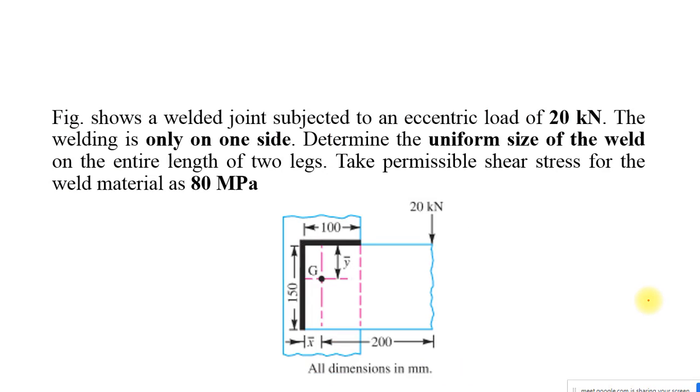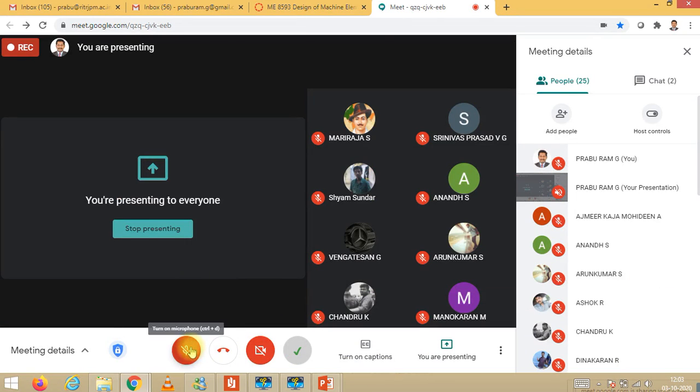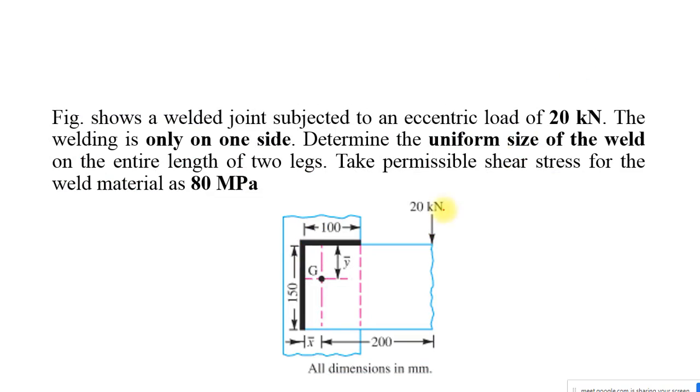So this is problem number 2 for our today's class. So kindly look into the diagram which has been given to us. This is the particular problem which has been given to us. So it is very clear. The center of gravity is not exactly at the center of the weld.